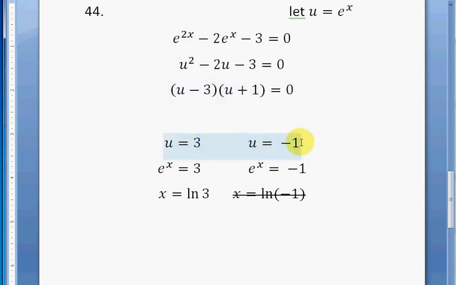Well, we need to take a step back and remember we substituted. I'm not solving for u, I'm solving for x. So I need to plug back in e to the x equals 3 and e to the x equals negative 1. Now if I solve each one of these, I get x equals natural log of 3 and x equals natural log of negative 1. We can automatically eliminate this because we assume when we're dealing with logs that we have a positive number inside the log. So I can cross that one out. My only answer is natural log of 3.